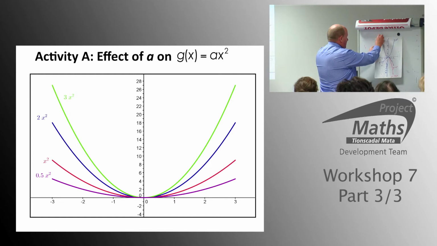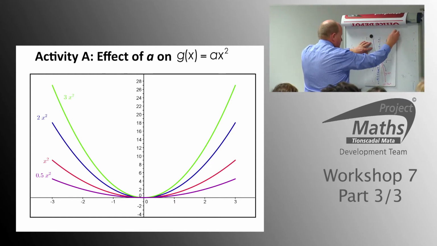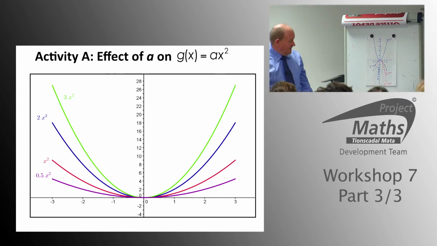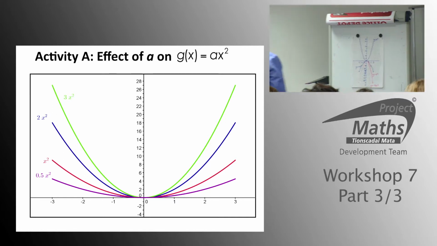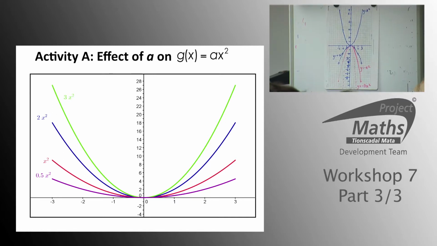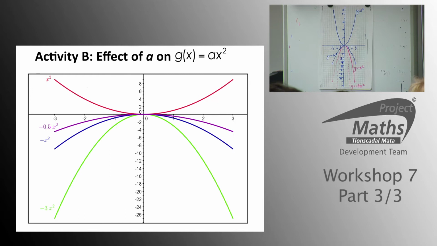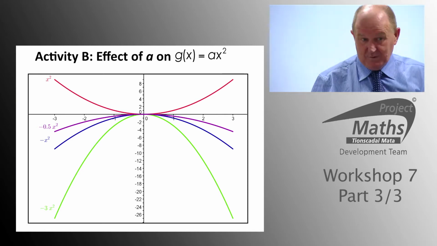Here, they're all on the one graph. This is the x squared one here. Now, let me just put it up here. We're doing B, aren't we? Okay. And there's a number in front now of the x squared again, but this time the number that I'm going to change, I'm going to make it a negative number.